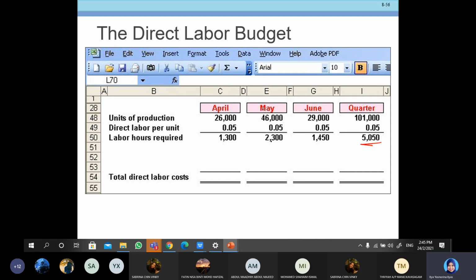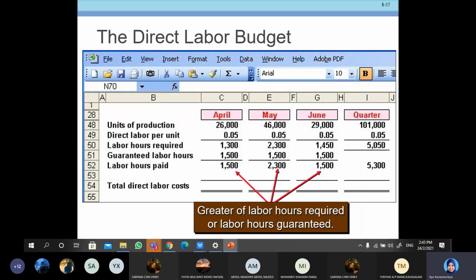May is more than 1,500. Of course, we have to pay them based on this number because it is past the minimum. What we can do is this is guaranteed labor hours. So in April we pay 1,500. In June we pay 1,500. This one is 2,300 because it's the greater of labor hour required.